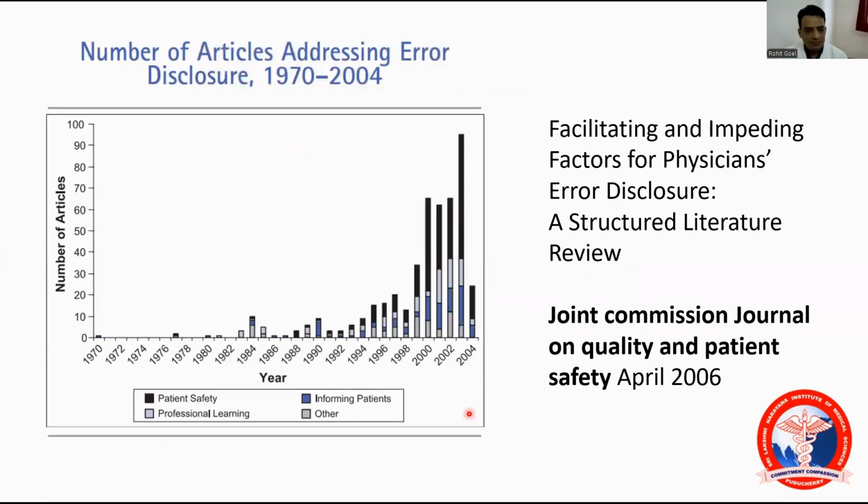In this context, the Joint Commission Journal on Quality and Patient Safety in April 2006 published an article on the number of articles addressing error disclosure from 1970 onwards. We can clearly see that a flat line is seen till the 1980s, and after that there has been a consistent rise in the number of publications with respect to patient safety, informing patients about errors, and professional learning.